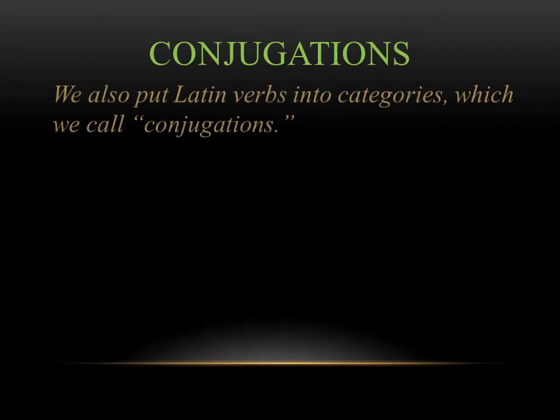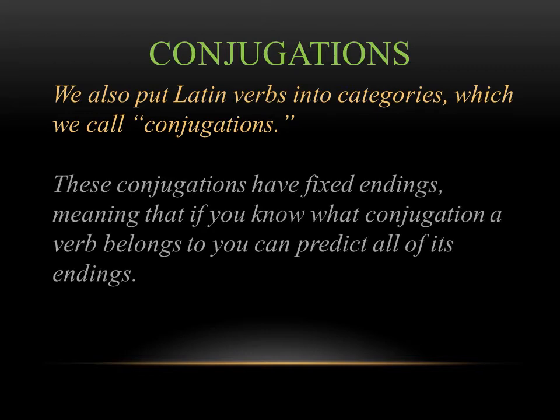Just like declensions, we also put Latin verbs into categories, but we call these conjugations. The idea is the same though, we're trying to organize verbs into different groups. These conjugations have fixed endings, meaning that if you know what conjugation a verb belongs to, you can predict all of its endings. That's a really important idea in Latin.